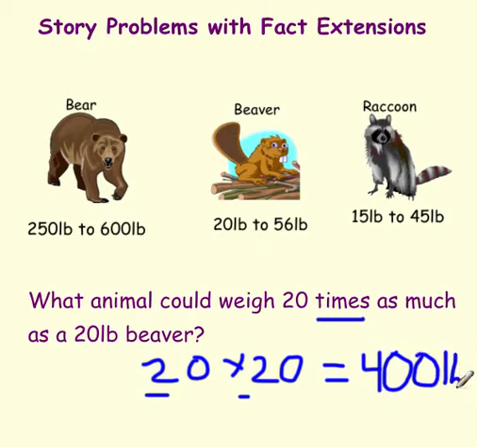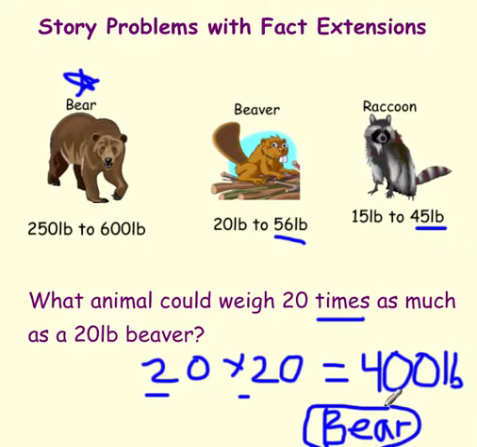Do you see an animal up there that could weigh 400 pounds? The raccoon couldn't weigh 400 pounds. It can only grow to 45 pounds. The beaver can only get up to 56 pounds. So that means it must be the bear. And it is the bear. 400 comes right in the middle of 250 and 600 pounds. So my answer is not 400 because the question asked me which animal might weigh that much. So my answer is bear. The bear might weigh up to 400 pounds.